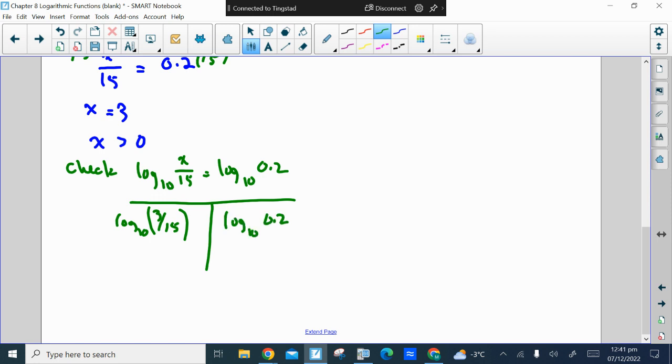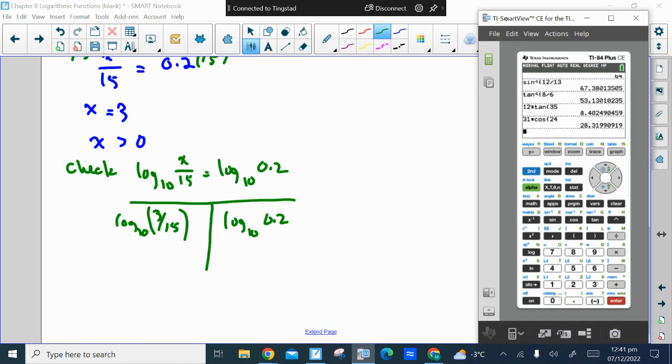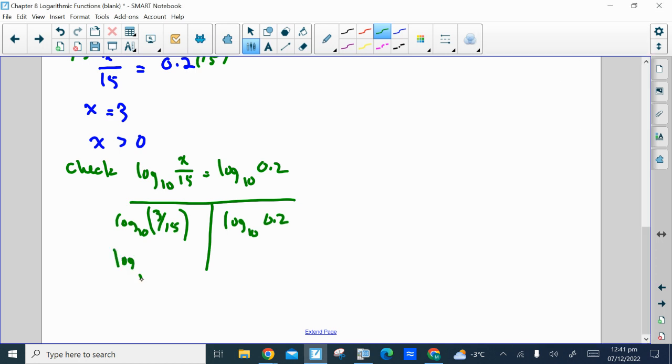And we don't necessarily have to write the base 10 there, right? If we don't put a base, that means it's the common log. It means it's base 10. But on the left side, if we divide the 3 by 15, you do get the 0.2. Same thing on both sides. So we've just proven that our answer works. It is correct.